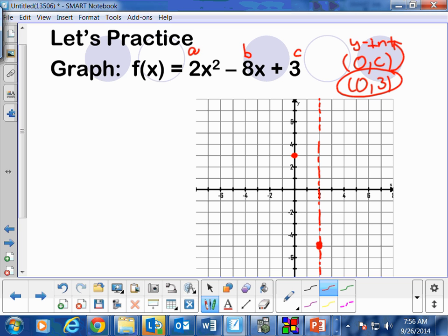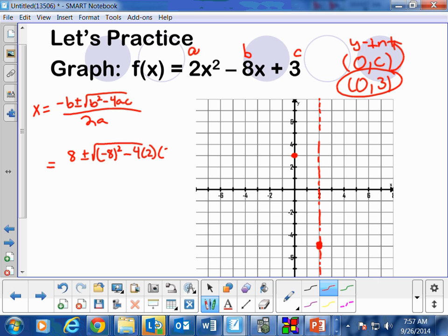Now the x-intercepts on these are going to use the quadratic formula. They're going to be negative b plus or minus the square root of b squared minus 4ac all over 2a. Now, negative b means that I have 8 plus or minus negative 8 squared minus 4 times 2 times 3 all over 2 times 2. So which means that all this inside is going to become 64 minus 8 minus 24.